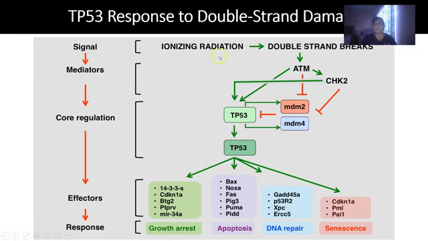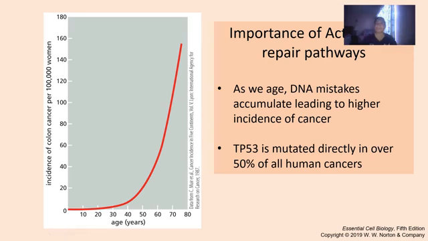Again, the incoming signal would be whatever damaging agent has come into contact with the cell. The mediators would be these proteins that are activated first and that are then going to regulate the core regulators, which is p53, that will then regulate its effector proteins, leading to the response that we see at the end of the day.